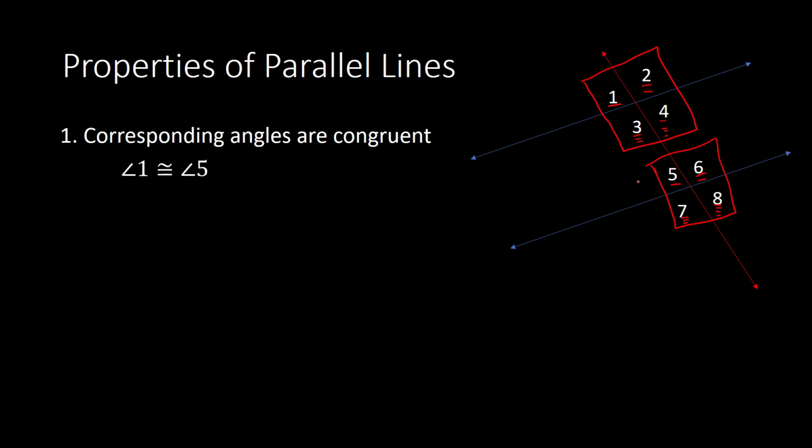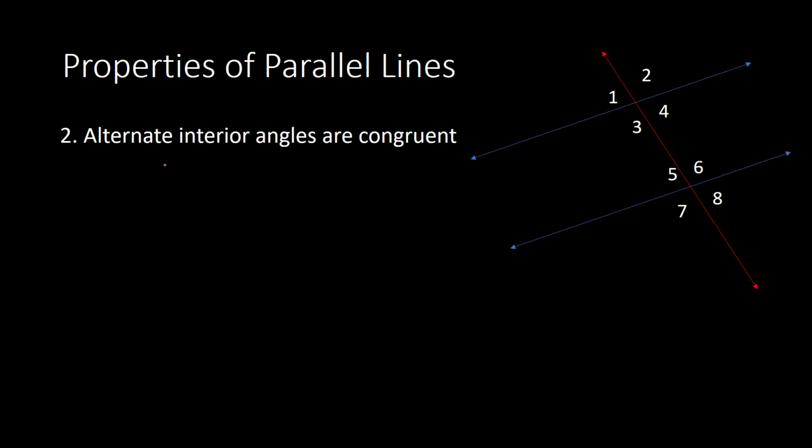So angle 1 and angle 5 are congruent, angle 2 and 6, 3 and 7, and 4 and 8 would be congruent. By the way, take note of the congruent sign. We've discussed this before, but just a reminder that the congruent sign is an equal sign with a little squiggly line above it. So that is your first property.